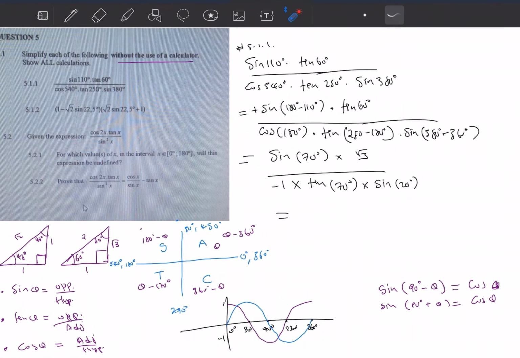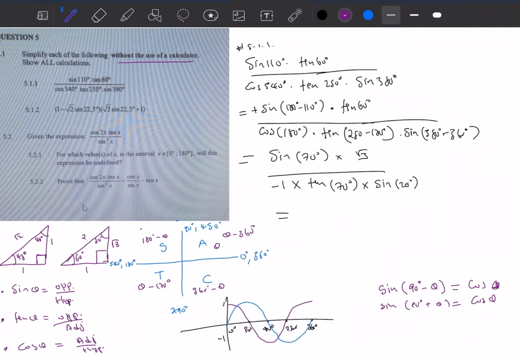Again, 90 plus theta. Where is 90 plus theta? Is it in the first, second, or third quadrant? 90 plus theta is on the second quadrant, and sine is positive on the second quadrant. So you write positive, and then you change sine to cos, and it becomes positive cos theta.